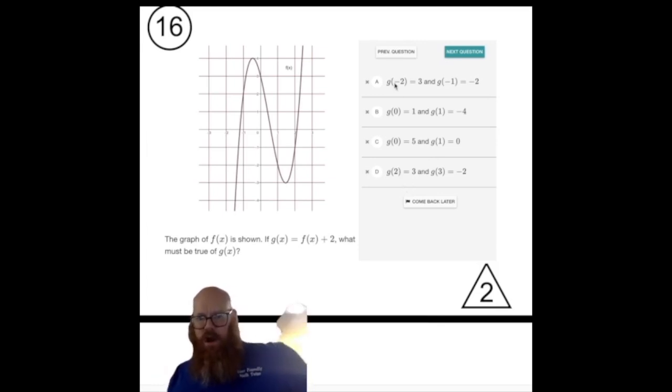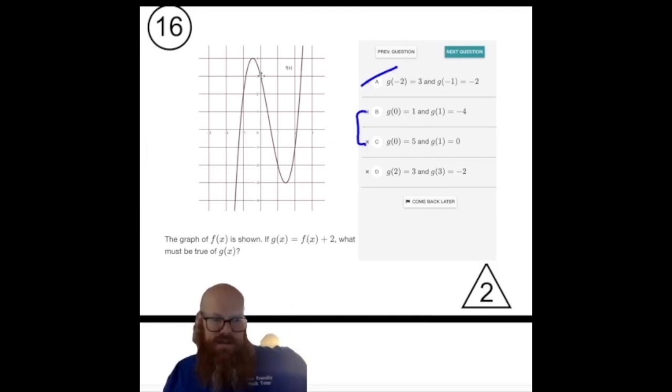So let's start with g of negative 2 equals 3. Well, g of negative 2 is going to be f of negative 2 plus 2. Well, f of negative 2 we don't really have. It doesn't give us. So that doesn't really make any sense. So that can't be true. G of 0. Well, this is going to help me check both of these. So f of 0 is 3. And if I add 2 to that, I get 5. So this one is wrong.